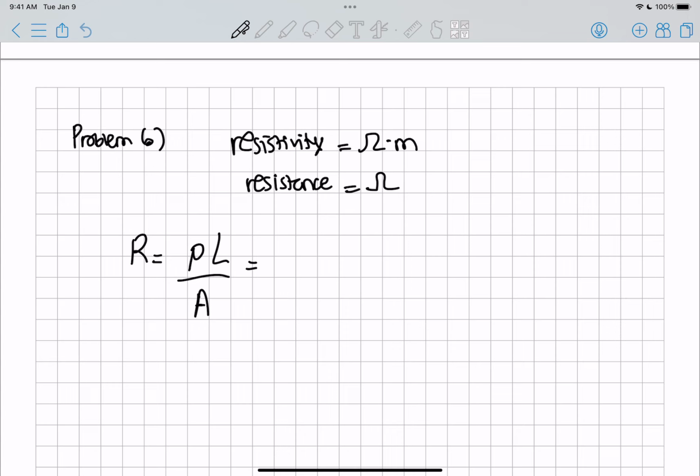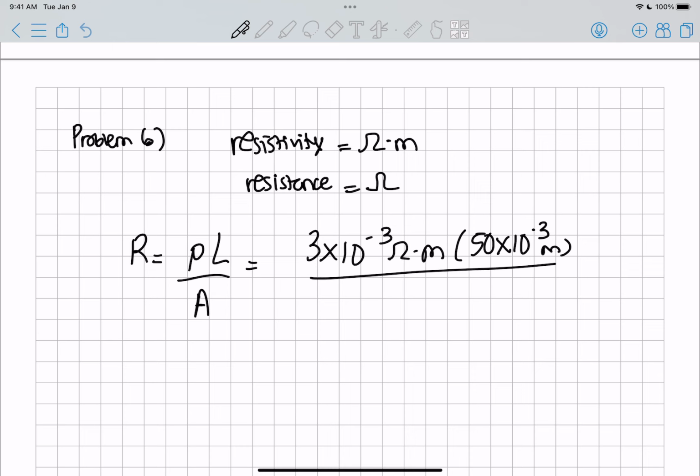So we have our resistivity, and that's 3 times 10 to the negative 3 ohm meters. We know our length, that was 50 millimeters, and that's the same as 50 times 10 to the negative 3 meters. And then we have our cross-sectional area. Cross-sectional area was that square that they told us about, 2 millimeters by 2 millimeters. So we know that millimeters would just be 2 times 10 to the negative 3 meters.